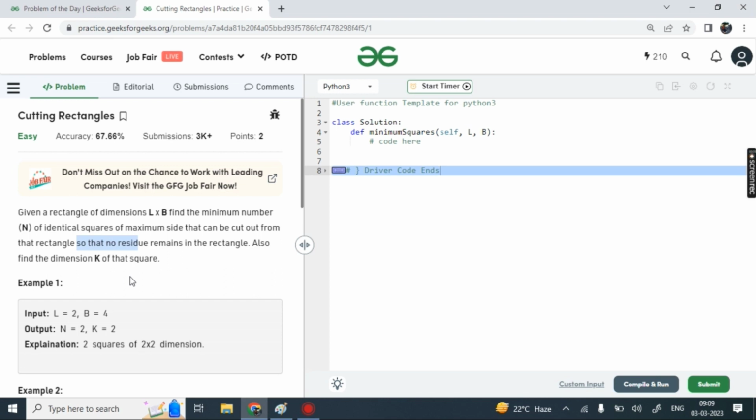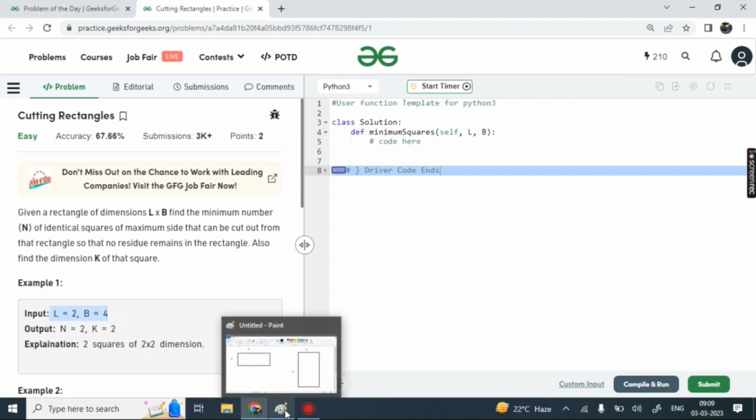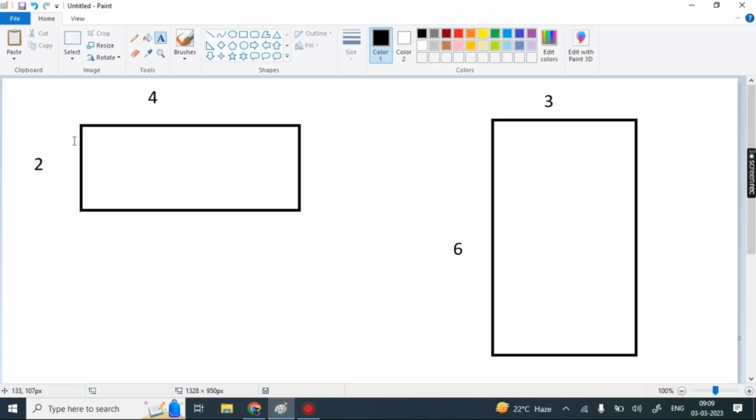So here we have one rectangle and we need to cut that rectangle into some number of squares, so that we get how many squares we can get and what the dimension of those squares is. Let's consider this first example. L is 2 and B is 4. So here you can see we have this rectangle where one side is 2 and the other side is 4.